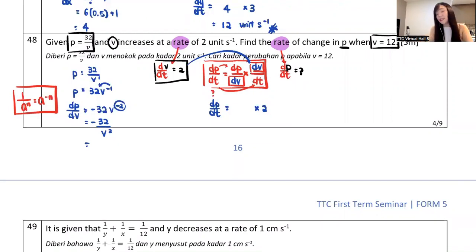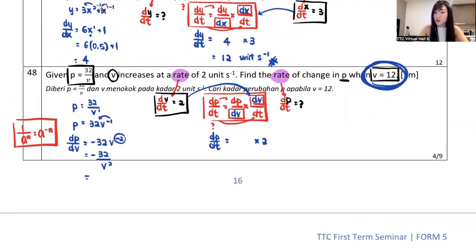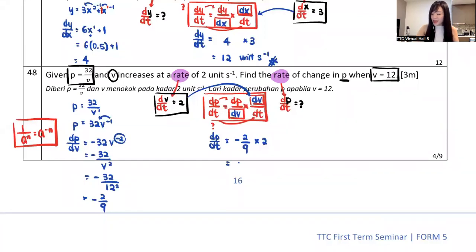So my dear, this is my dp/dv. Again, don't stop there. You want a number. This question can tell me v is 12, so I can sub 12 inside. I press the calculator: 12 squared, -32 divided by that. I get -2/9 for your dp/dv. Once I get that, I sub it in here, -2/9, and then I times 2, -4/9.